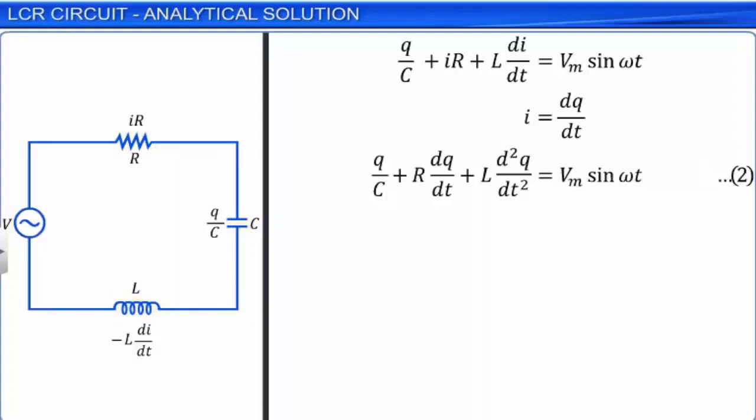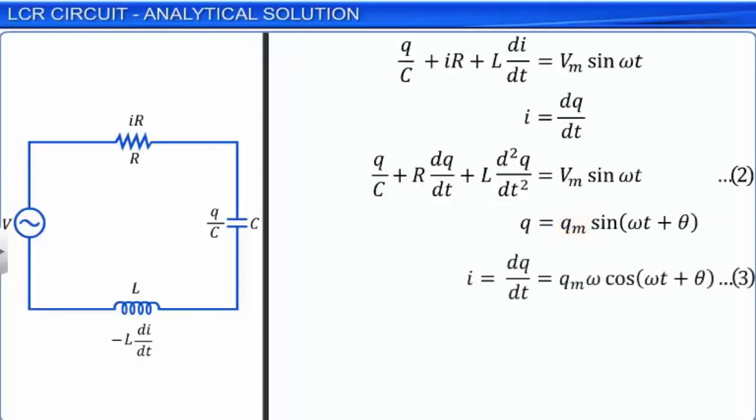Let us now assume a solution for the equation 2 as Q is equal to Qm sin omega t plus theta, where Qm and theta are constants. Qm is the maximum charge on the capacitor. Then, we have I equal to dq by dt is equal to Qm omega cos omega t plus theta. Let this be equation 3. Similarly, we have d square q by dt square equal to minus Qm omega square sin omega t plus theta.